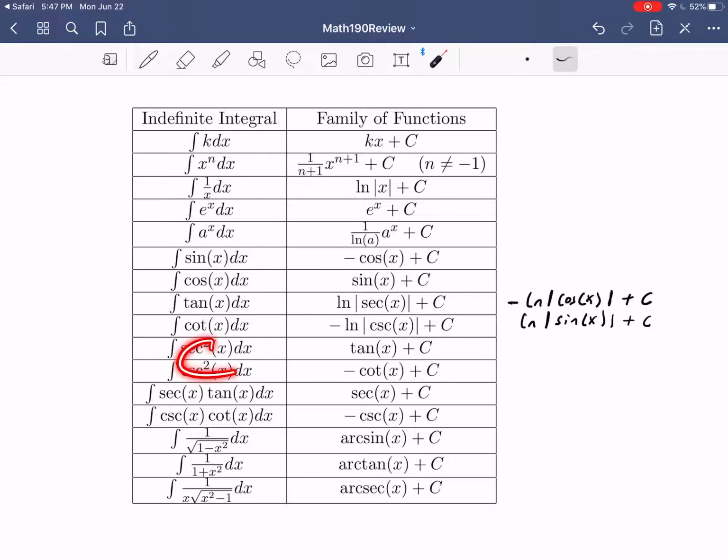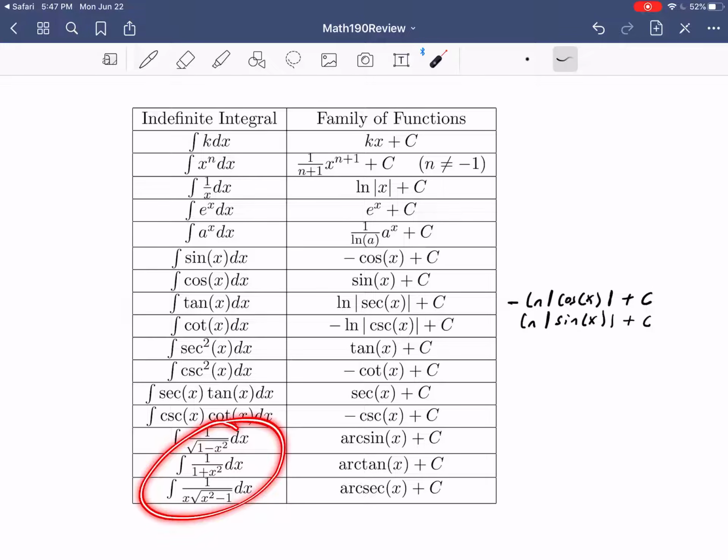You might not have actually seen yet how to integrate secant and cosecant. We'll talk about those a little bit later on in our class, but right now it's a little bit easier to integrate secant squared and cosecant squared because we can just reverse those derivative rules. Then you've got these guys here, integral of secant x tangent x dx, that's secant x plus c, and integral of cosecant x cotangent x dx, that's negative cosecant x plus c. Those guys, again, just reverse some known derivatives.